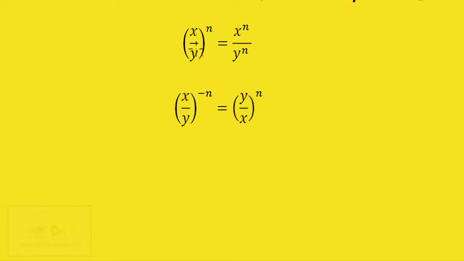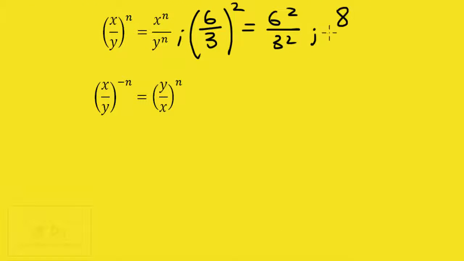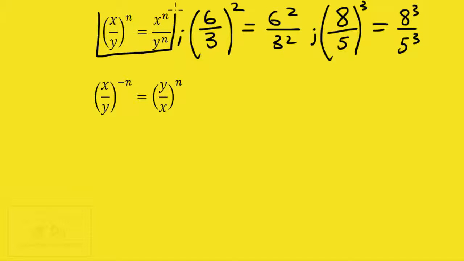The next law is as follows. Variable x divided by the variable y, all raised to the power of n, is equal to x to the n divided by y to the n. For example, 6 over 3 all raised to the power of 2 is equal to 6 to the 2 divided by 3 squared. I'll show you another example. 8 divided by 5 to the power of 3 is the same thing as 8 to the power of 3 divided by 5 to the power of 3. So that's this law.